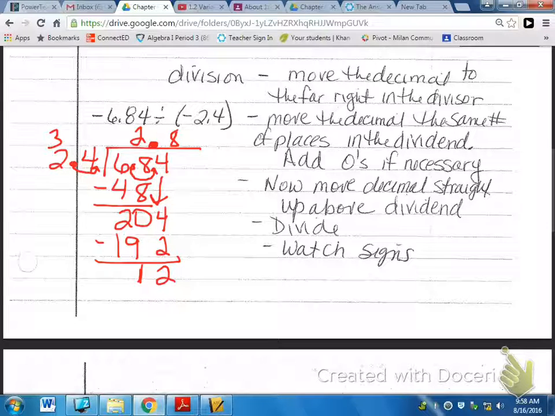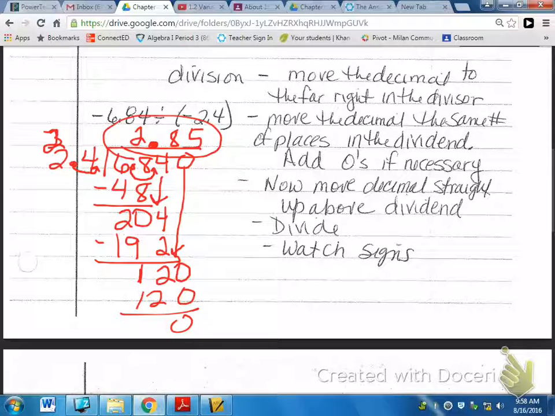So you still can't stop. You really shouldn't stop these until they stop on their own, terminate, or repeat the same digits. Unless, of course, you're told to round to a particular place, then you can stop at that point. So now 24 into 120, and I'm thinking this is going to work out really well. 5 times. Let's try that. So 5 times 4 is 20. And 5 times 2 is 10 plus 2, 12, so 120. Thank goodness it stopped. So the answer would be 2.85.